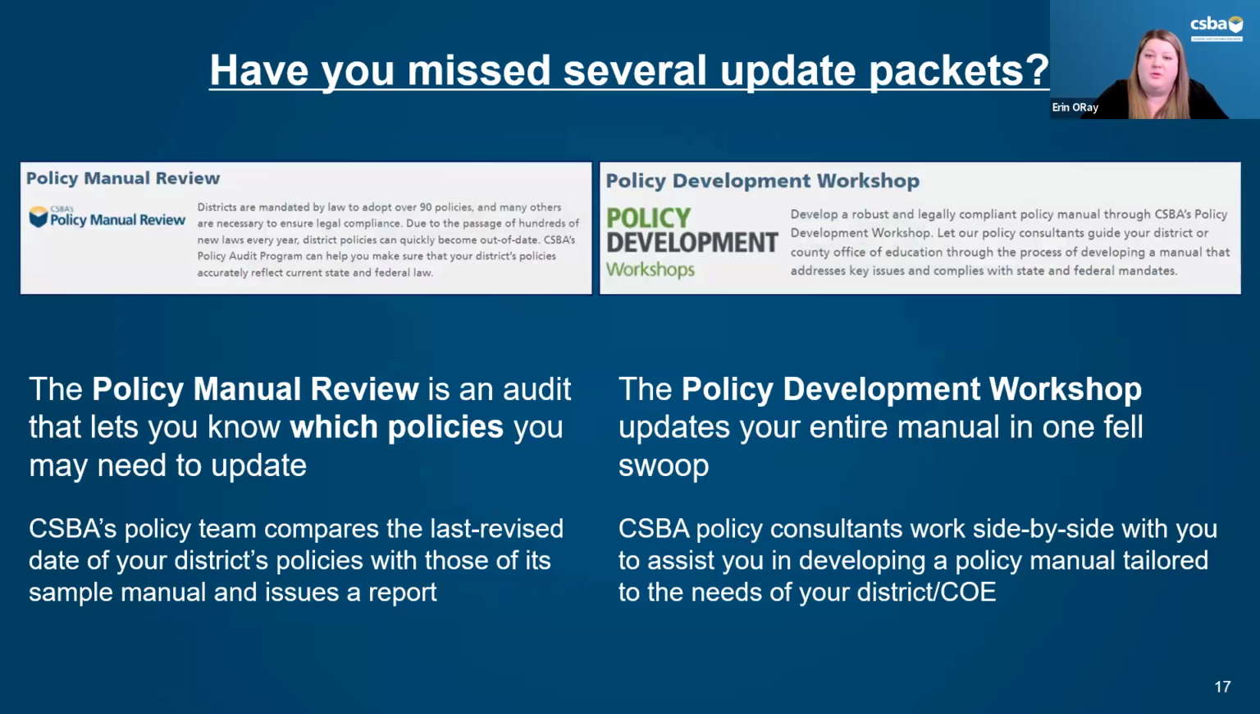If you are working through your manual and you have realized that you have several update packets that you need to address, CSBA does have some options available for you to make that a little easier if you want to pursue these. We have something called the Policy Manual Review, which provides you with a document that is an audit that lets you know which policies you might need to update. It helps you compare your last adopted date for a document or a set of documents with CSBA's last update date for those policies. And the policy team here at CSBA compares those and helps issue a report that helps you know which ones need addressing.